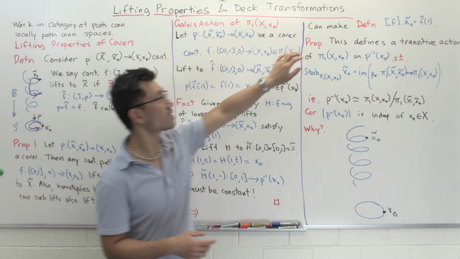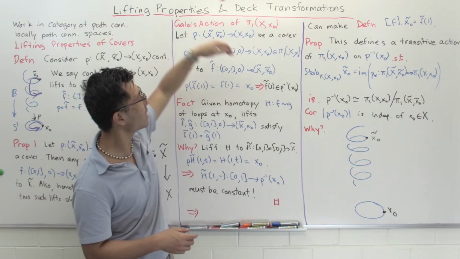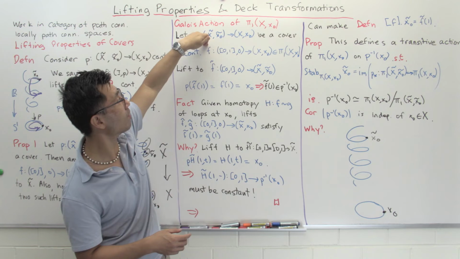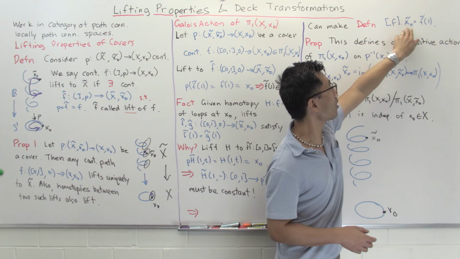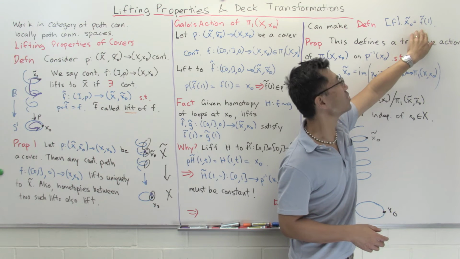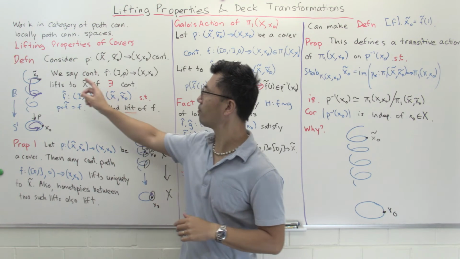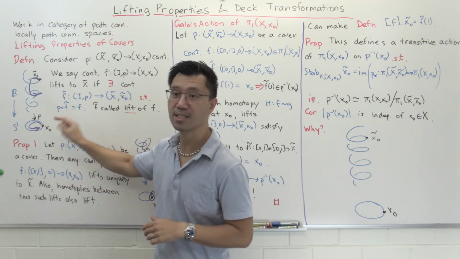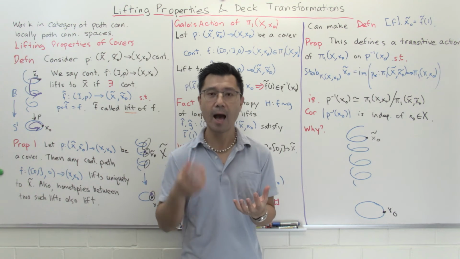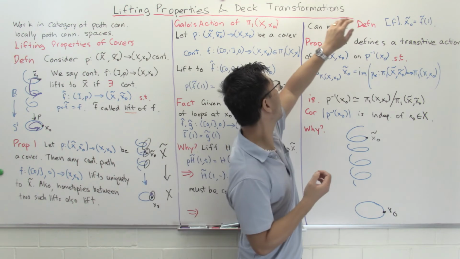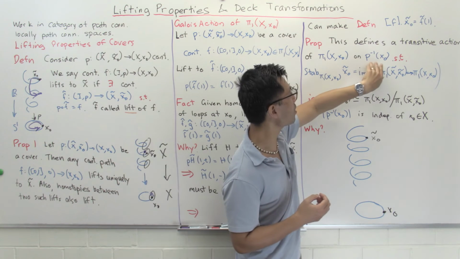And that means that you can make this definition, okay? The association from f to f tilde 1 doesn't depend on the homotopy equivalence class of this f. So you can take that homotopy equivalence class of f, and you write dot of x0 tilde is going to be defined to be f tilde of 1. Okay, so that gives you an element of p inverse of x0. So this is essentially our Galois action of the fundamental group on p inverse of x0.